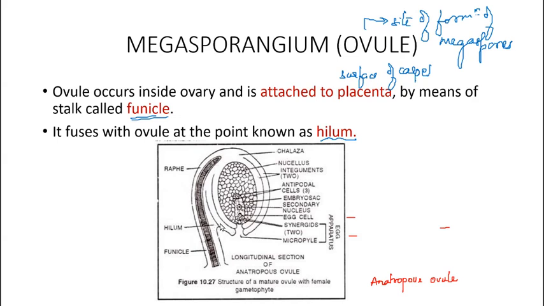The funicle fuses with the ovule at which region? At the hilum region. The funicle will attach the ovule to the surface of the carpel. And where is this funicle? The funicle is attached to the ovule at which region? At the hilum region, at this region. Clear?